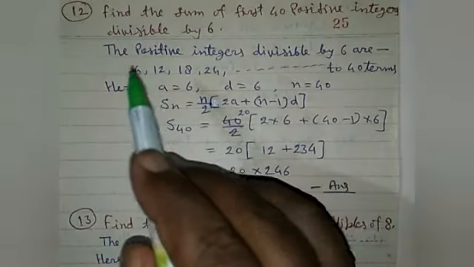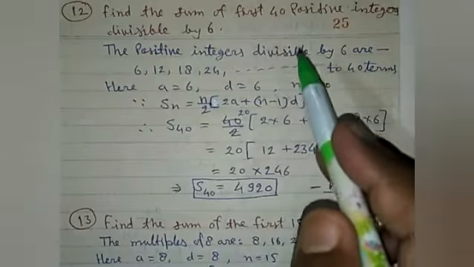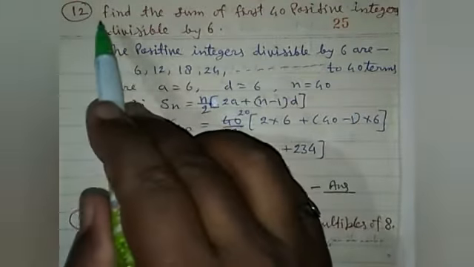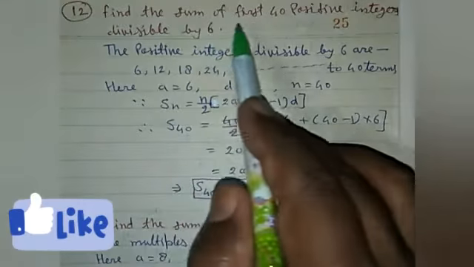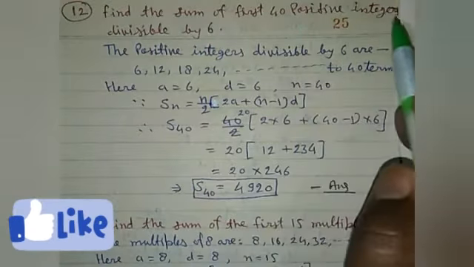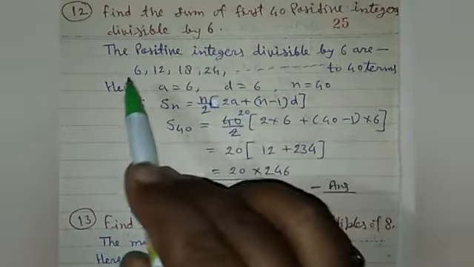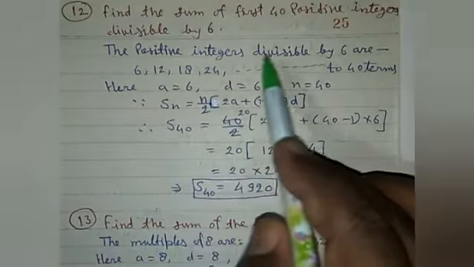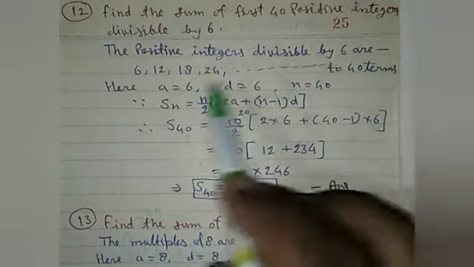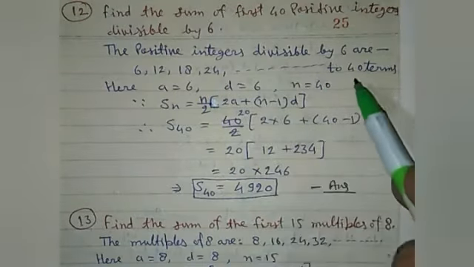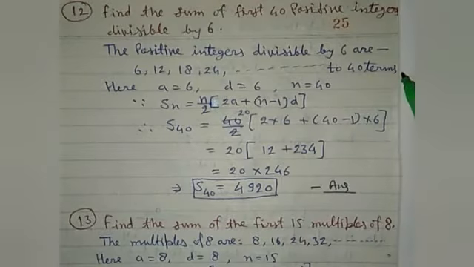Today we will solve question number 12 onward of the exercise 5.3. In question number 12, find the sum of first 40 positive integers divisible by 6. So here the positive integers divisible by 6 are 6, 12, 18, 24 and so on up to 40 terms.